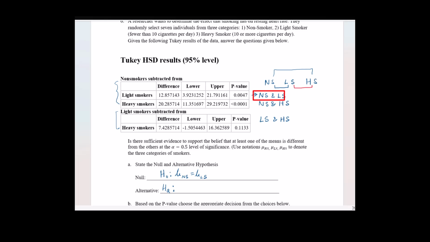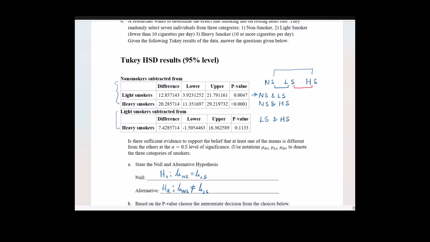Alternate hypothesis will state, now because we are comparing two means at a time, we will write it as mu sub NS is not equal to mu sub LS. The mean for non-smokers is not equal to the mean for light smokers. So that's the first set.